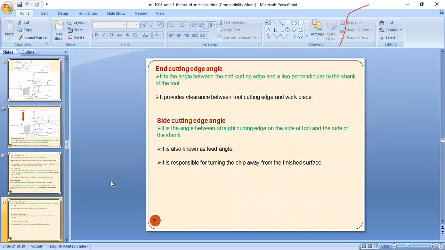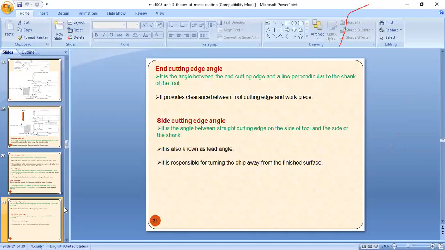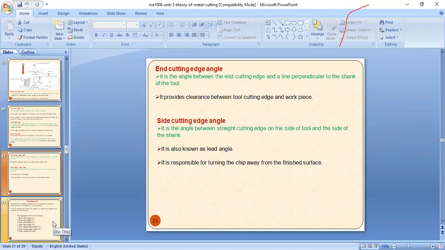Already I told you, there is a complementary angle for the side cutting edge angle. In some textbooks, it is known as the approach angle. In some textbooks, it is also known as the lead angle. So try to remember the lead angle also, and it is responsible for turning the chip away from the finished surface. That is the difference between end cutting edge angle and the side cutting edge angle. You have to know the significance of this one.